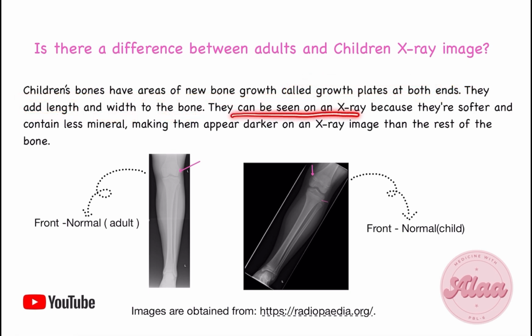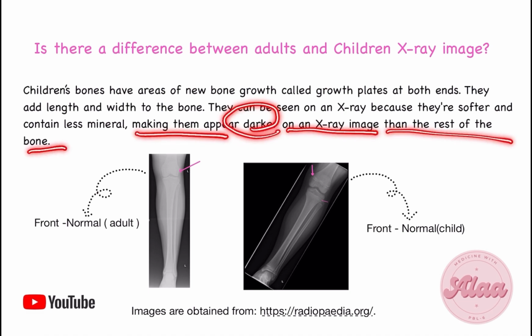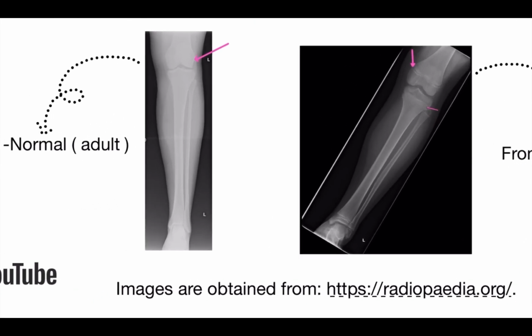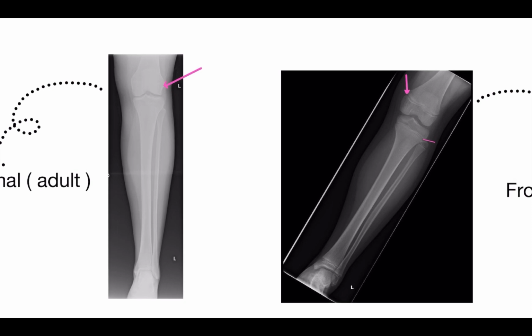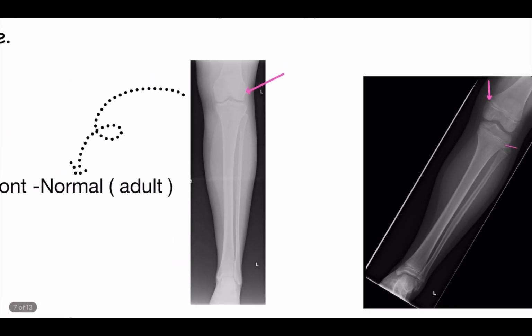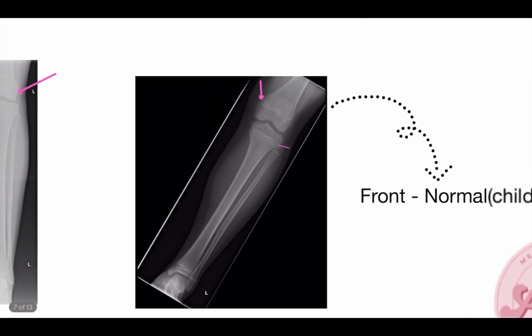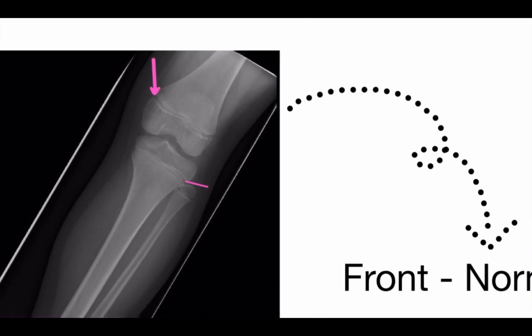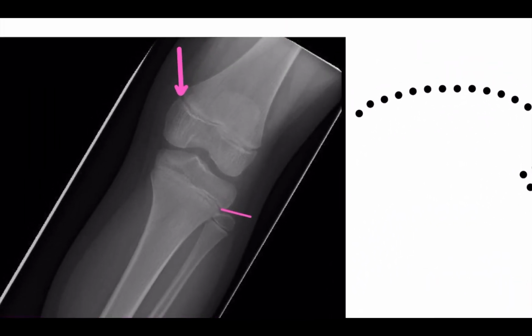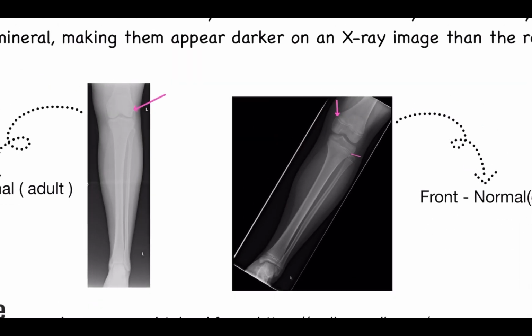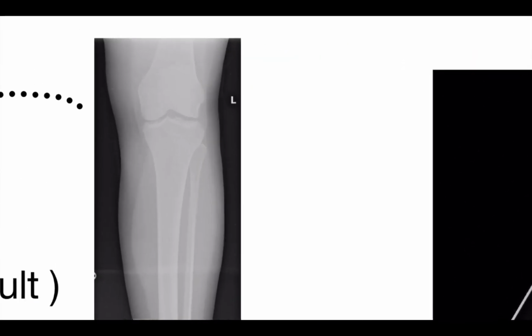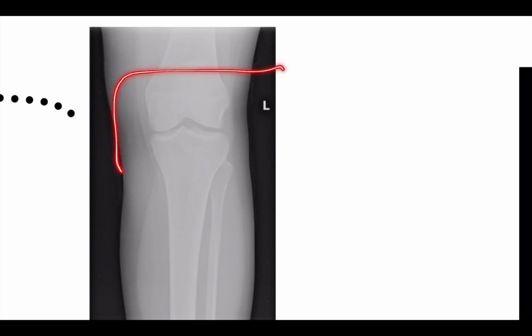They can be seen on an X-ray image because they are softer and contain less minerals, making them appear darker on an X-ray image than the rest of the bone. Here we can see an X-ray image of leg from a frontal view of both adult and a child, and we could clearly see the growth plates in a child's bones as indicated by the pink arrows. However, in adult person, we don't see the growth plates.